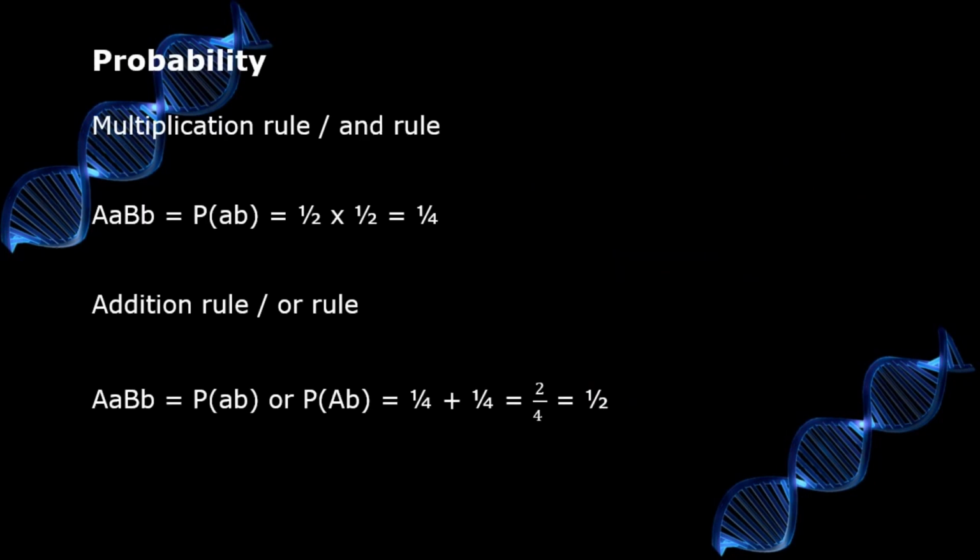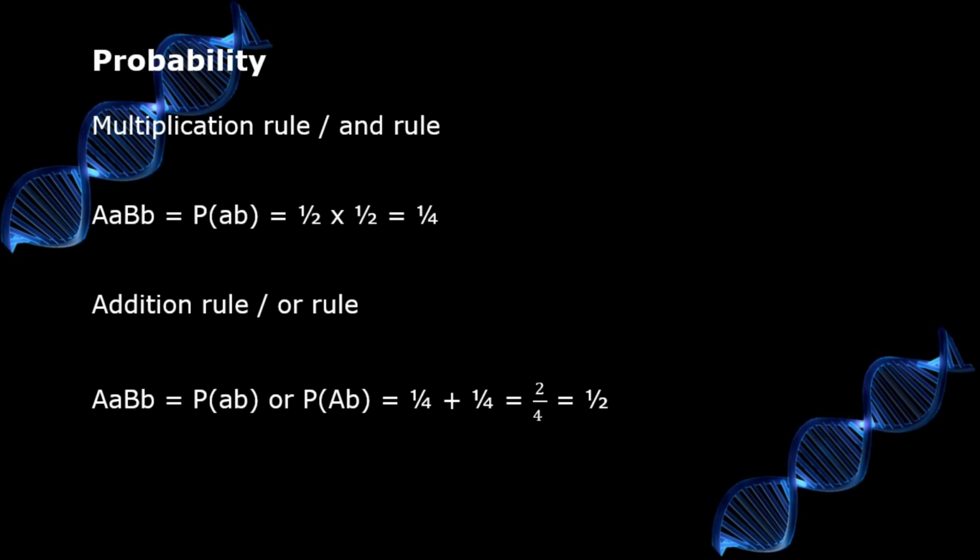Now we can check the probability in genetics. The probability has a main role in the field of genetics. There are 2 types of rule, multiplication rule or AND rule, and the second one is addition rule or OR rule. In multiplication rule, we multiply wherever AND comes in the question.